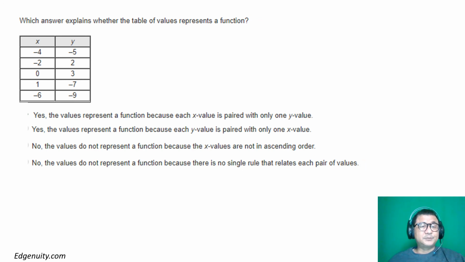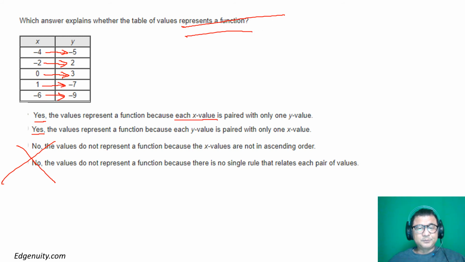Which answer explains whether the table of values represents a function? Okay, let's see. -4 has one value, -2 has one value, 0 has one value, -1 has one value, -6 has one value. So it is a function. Yes. So we cannot answer that, but which would be a good explanation? The values represent a function because each x value is paired with only one y value.